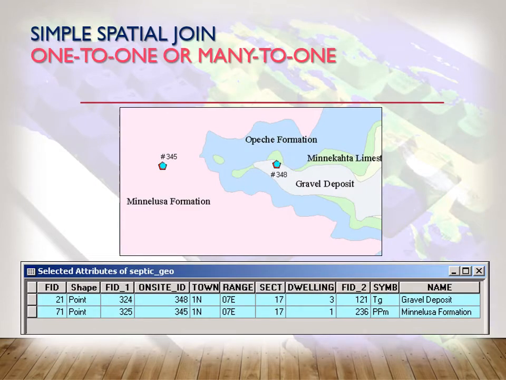So going back to the geologic formations with septic tanks, this is a one-to-one or maybe even a many-to-one. When we do a one-to-one or many-to-one, it's simple. We don't have to do any summary, just like when we're doing joins with the attribute tables.